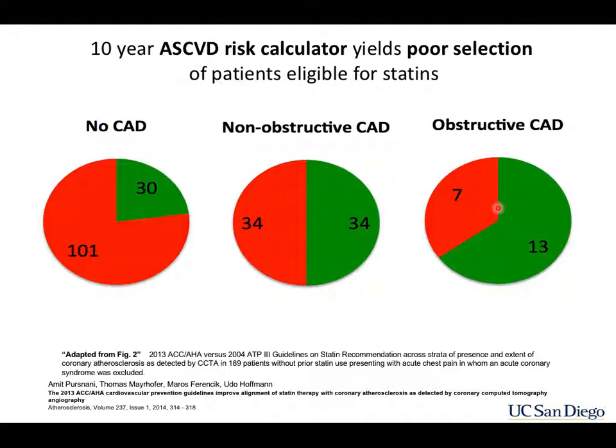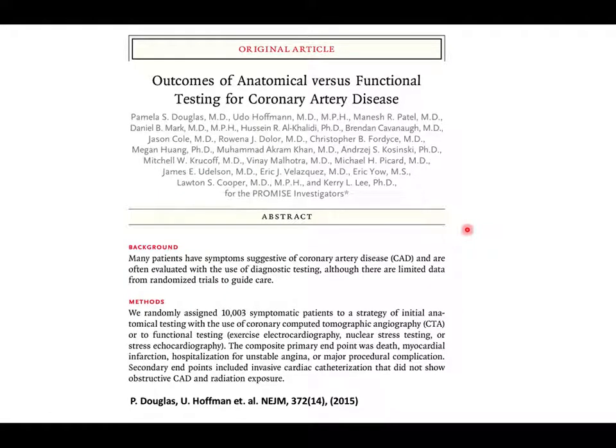Even in this group, right? These are people who've grown significant, life-threatening lesions. 13 out of 20 using this calculator should be on a statin, and for 7 of them, they say you shouldn't be on a statin. So it's not a good way to determine who should be on a statin. The best way is to look and see if there's a lesion there, and you can do that.